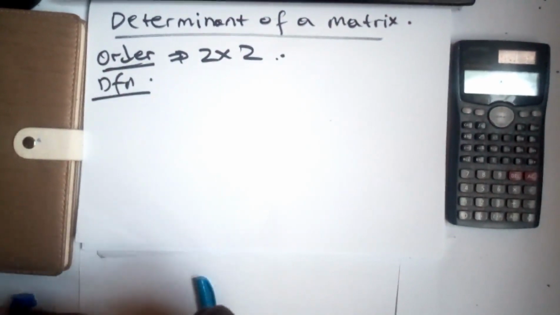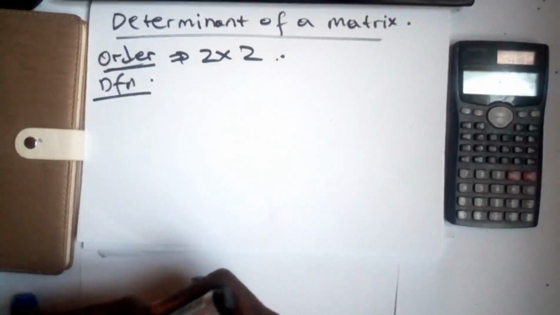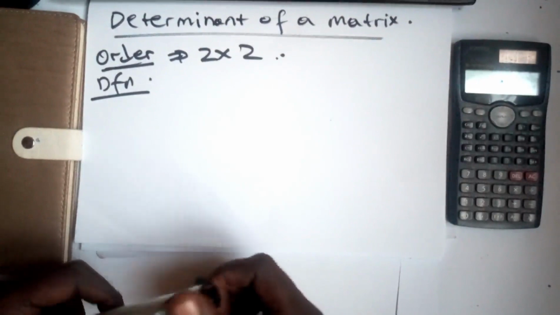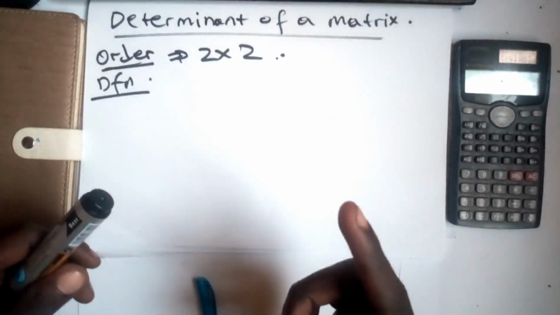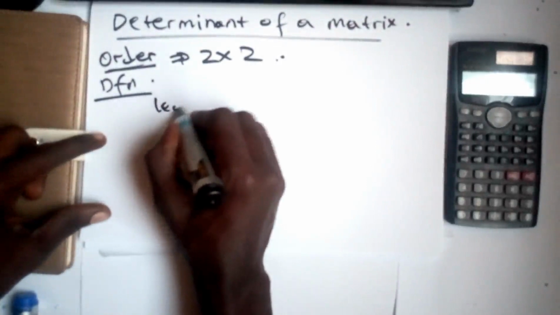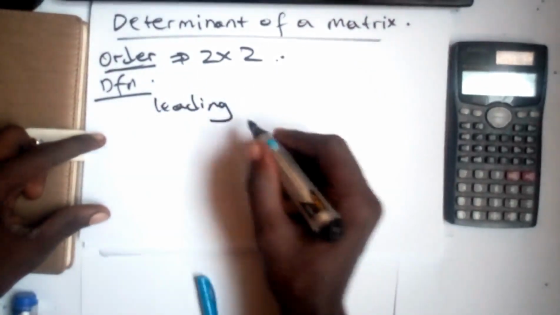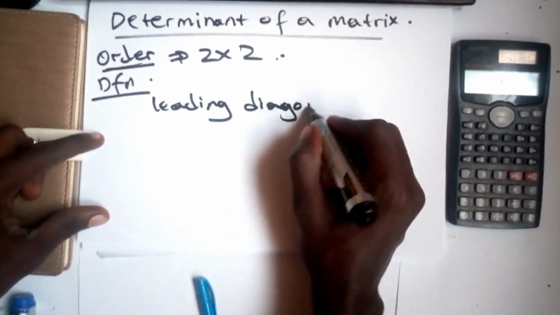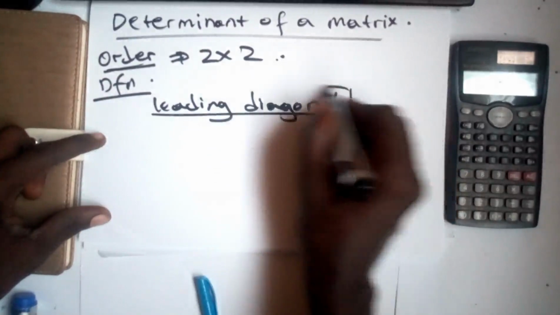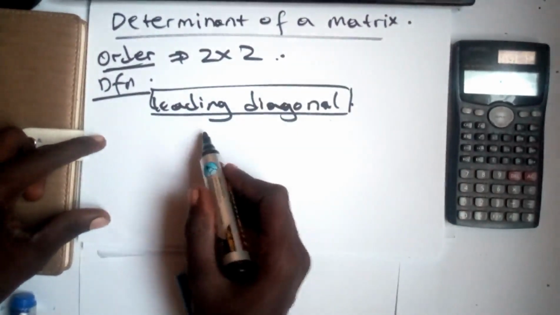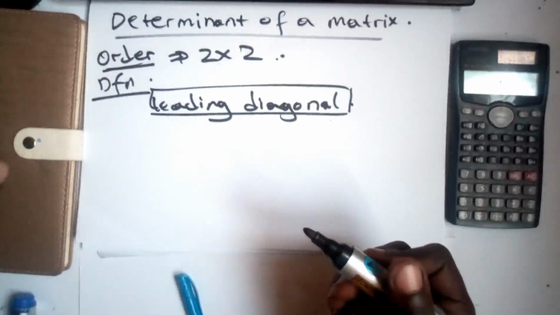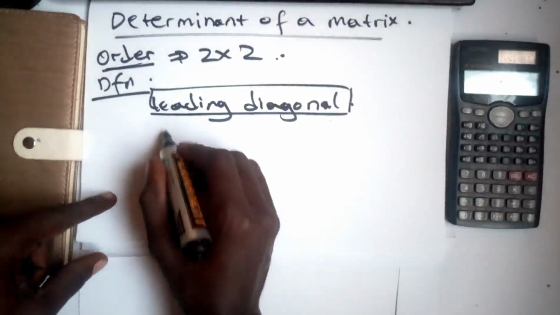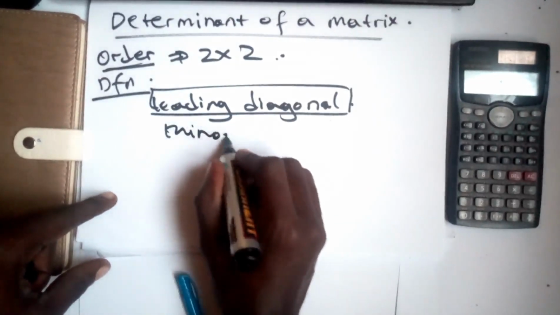The determinant of a 2 by 2 matrix is the difference between the product of the leading diagonal and the minor diagonal. Again, if you don't know the definition of the leading diagonal, please refer back to our previous videos and understand these terms because they are so important. That's why we had to define them. Go back and look at the video where we define the terms that we use when dealing with matrices. We have a definition for a leading diagonal and also the minor diagonal.